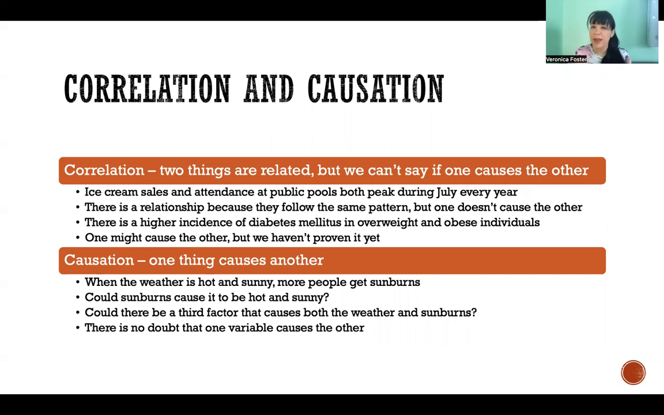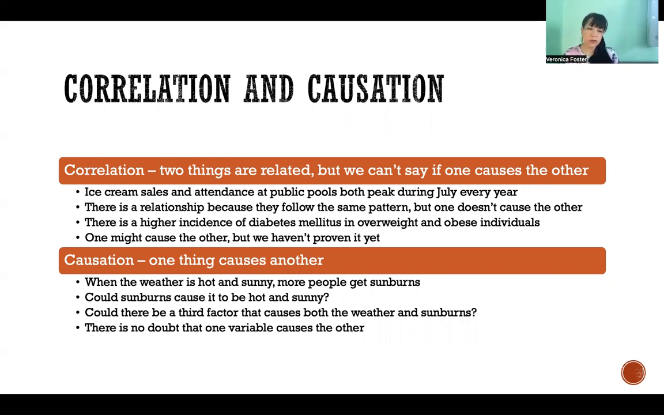So ice cream and going to the public pool are both happening more in July. Well, chances are one isn't causing the other. So there's a relationship, they're correlated because they follow a similar pattern, but eating more ice cream doesn't make you go to the pool, and going to the pool doesn't make you eat more ice cream. It's more likely that it's just hot weather, and so both of those things are happening at the same time. So both might be caused by a third factor, which would be that it's summer.